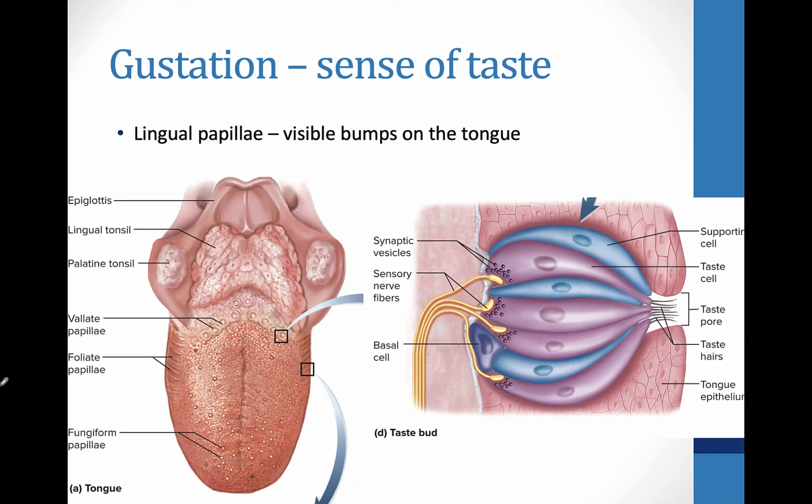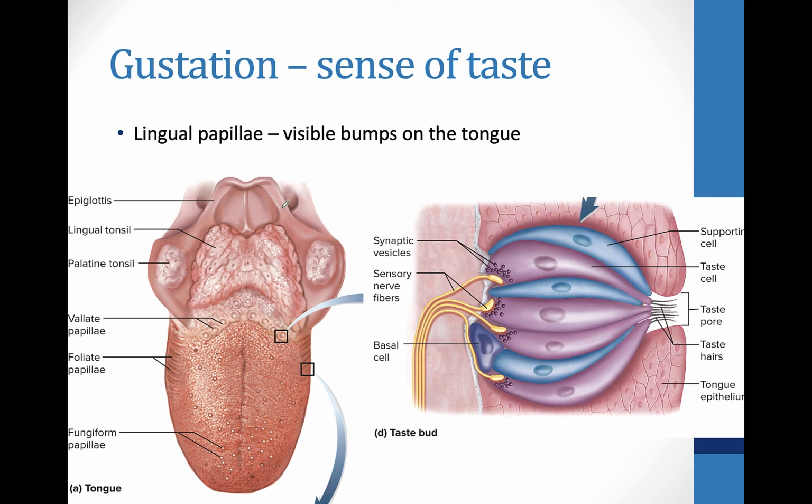So gustation is your sense of taste. You have about 4,000 taste buds in your mouth area. Most of these are on your tongue, but you also have some on the inside of your cheeks, your soft palate on the roof of the mouth, the pharynx, which is further back in the throat, as well as the epiglottis, which is the flap of cartilage that helps prevent food from going into your airways.